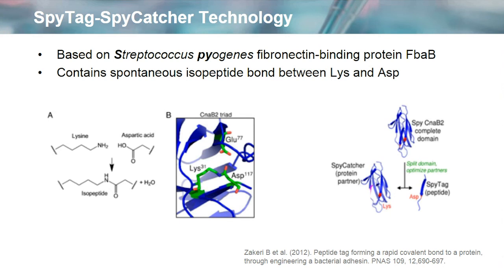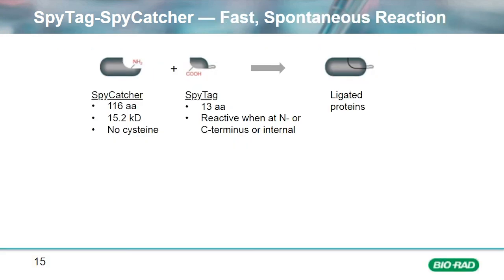For the subsequent slides, we're going to use a more simplified version of the diagram you saw previously, represented here. So what you see is the 13 amino acid SpyTag and the 15.2 kilodalton SpyCatcher, and then the image on the right is what they look like in the ligated form. As mentioned in the previous slide, this is a spontaneous reaction. The bond is covalent, it's an irreversible reaction. It's very fast. We leave it for an hour, but in reality it's done in minutes. And the resulting protein is very robust. This reaction can even occur within cells.